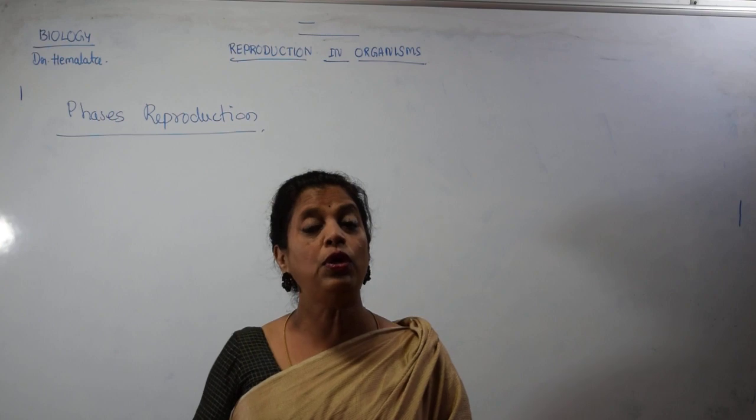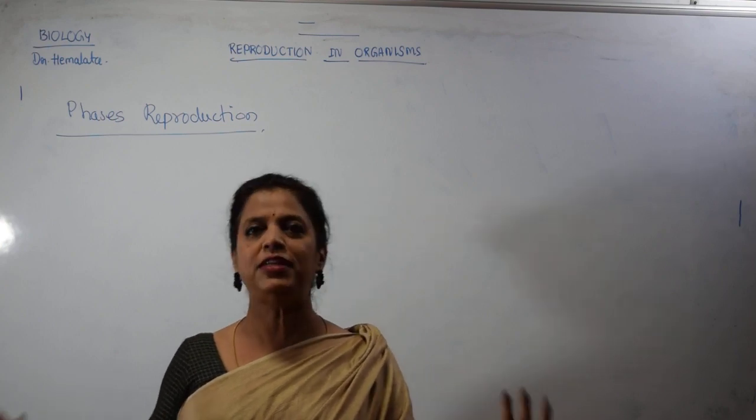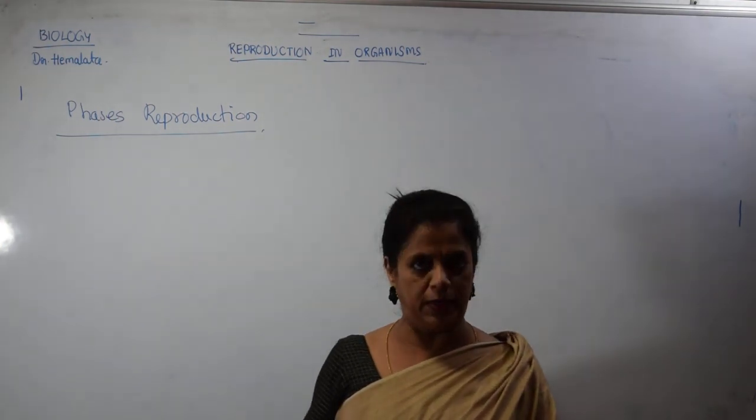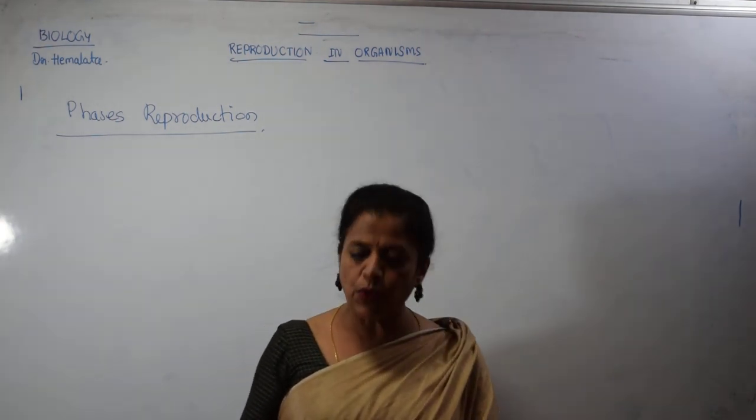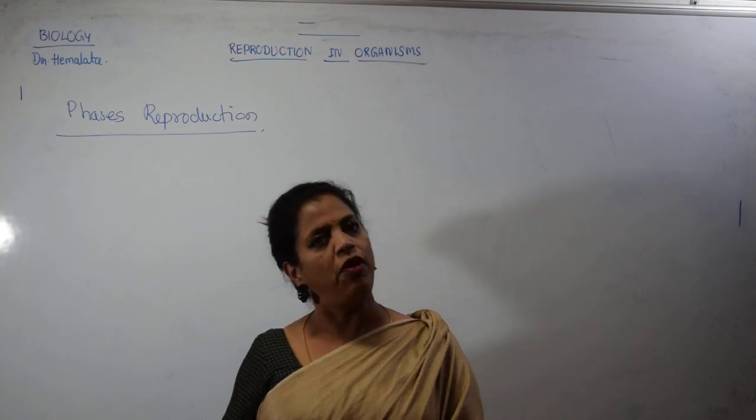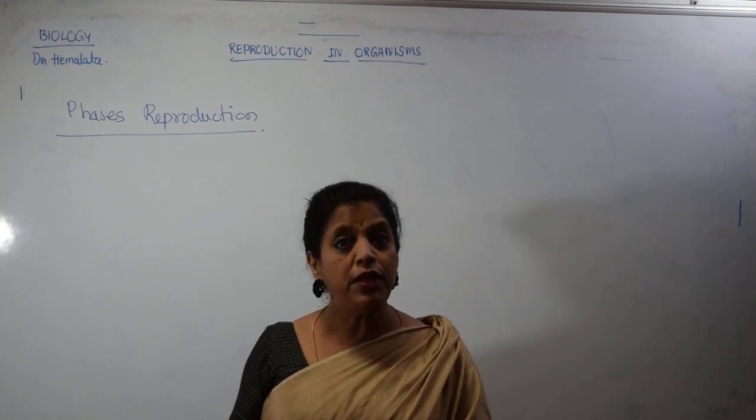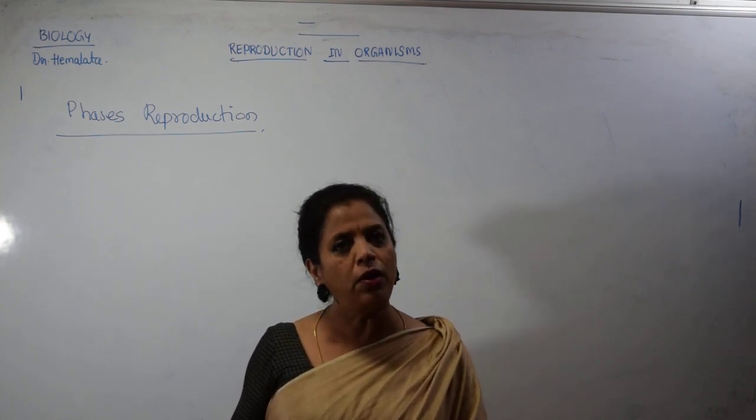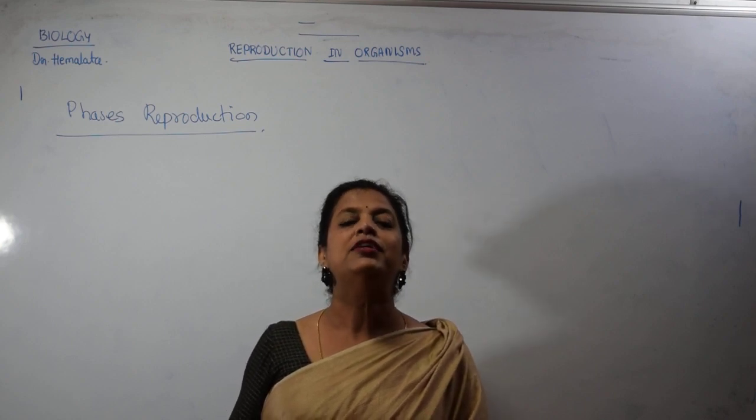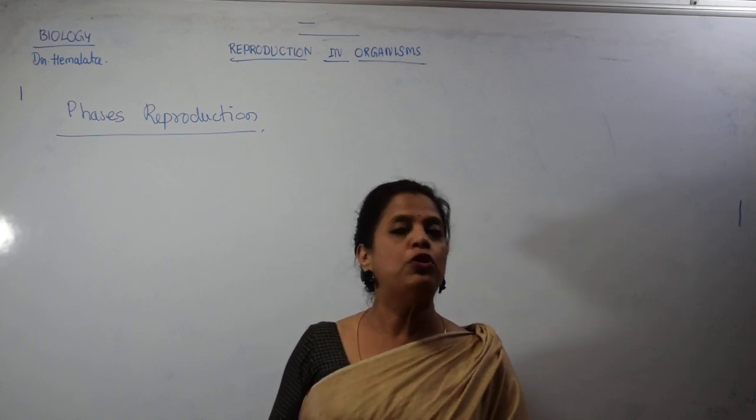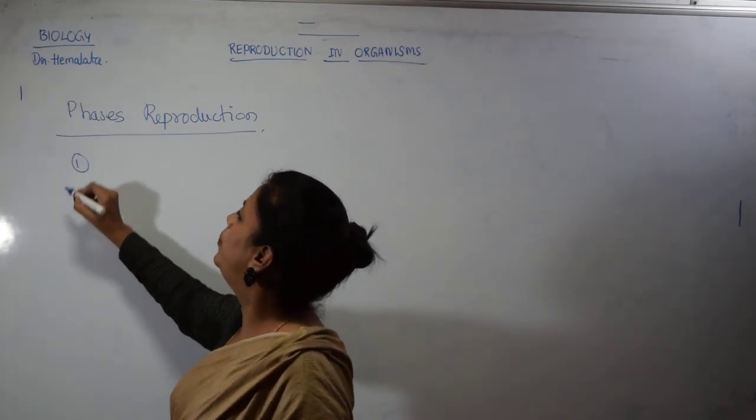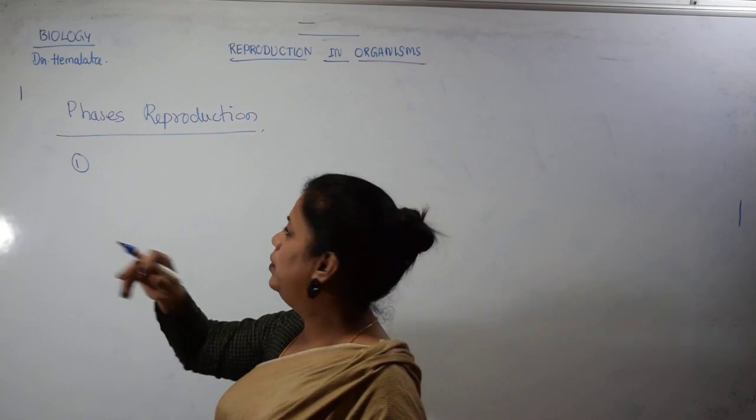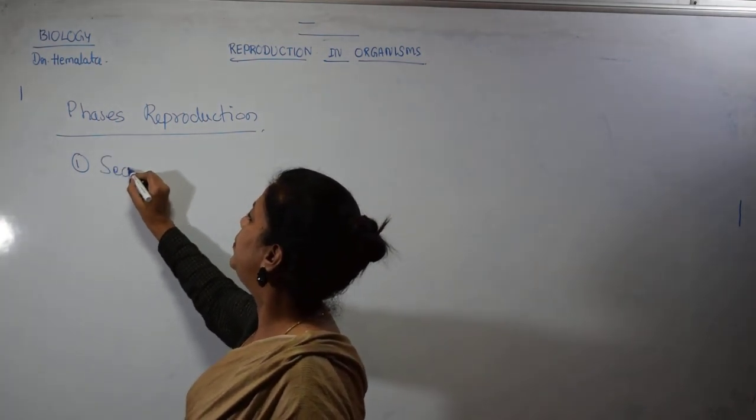Those reproduce according to the favorable season. If the season is favorable to their growth or reproduction, they reproduce. Otherwise no. Imagine there is rain, a small amount of water is stored, then frogs start reproducing there, right? If there is no rain, it's a drought, then frogs will not reproduce. So these are called seasonal breeders. So the first type of breeding time is for the seasonal breeders.